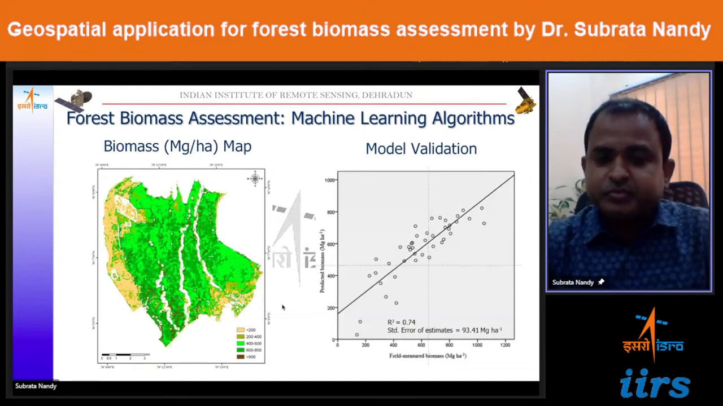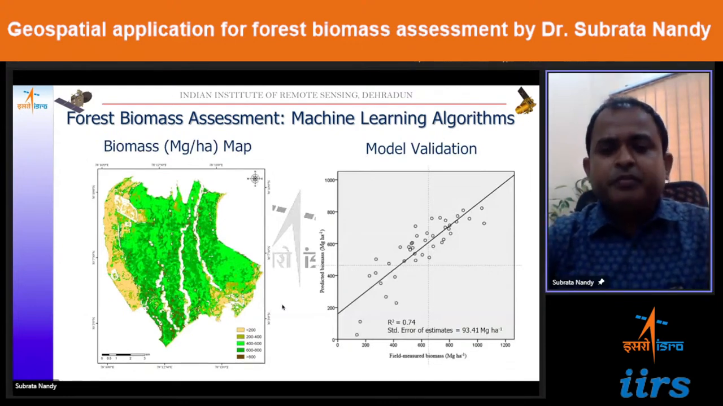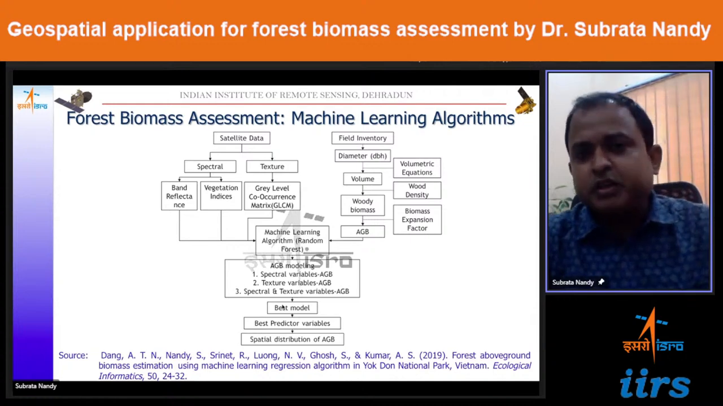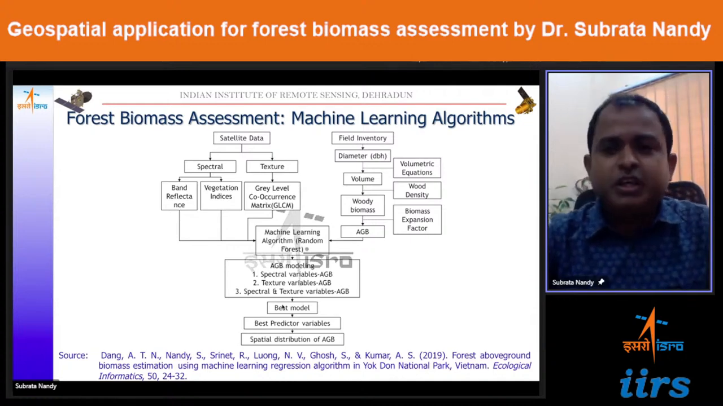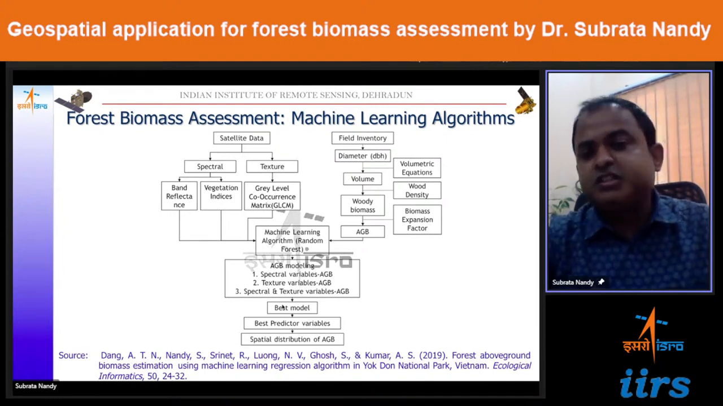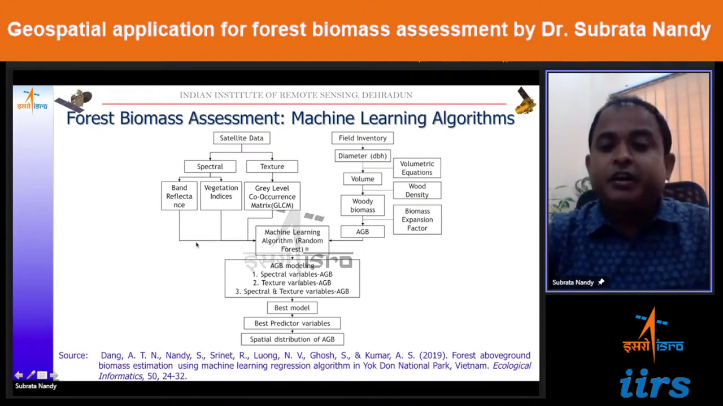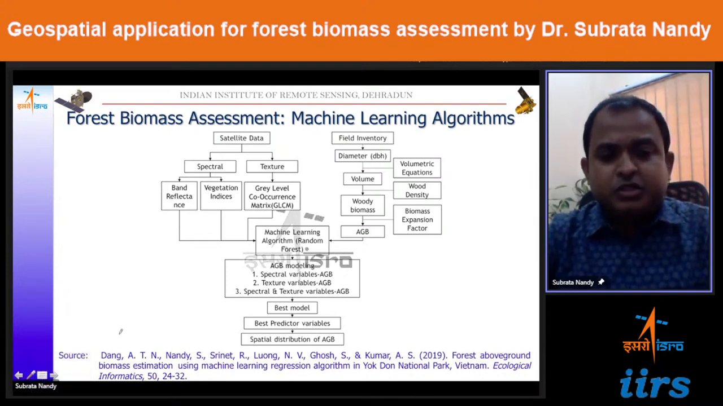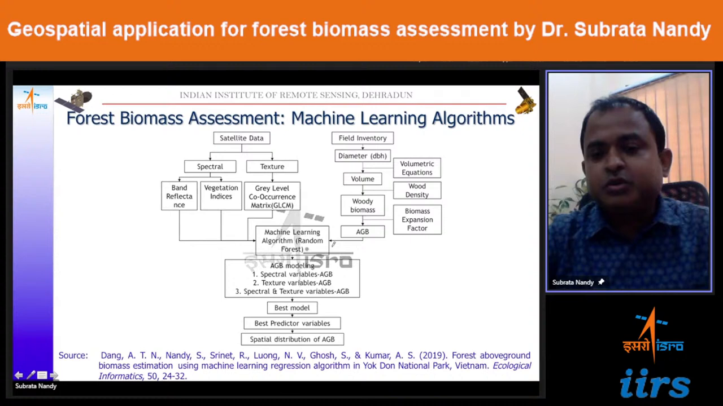like this. Okay. Now there is one more method of machine learning approach which is very popularly being used all over the world, and this is very effective. This is called the random forest algorithm. If you see the recent literature also, this algorithm is being effectively used for forest biomass mapping.